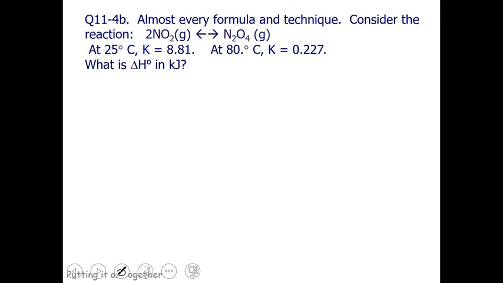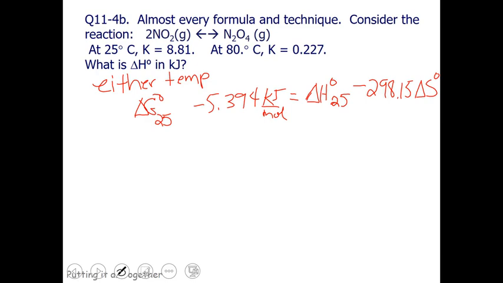The next question asks, what is delta H naught in kilojoules? And the implication is that it is kilojoules per mole of the reaction written. So from part A, you should now know the value of delta S. You can use the delta G equation at either temperature. I'm just going to use the delta G naught at 25.